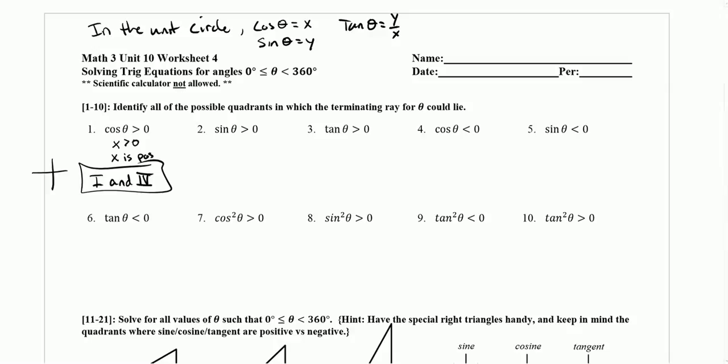Number 3, tangent of theta is positive, so that's telling us that y over x is positive. So we got two cases. Case 1, both x and y are positive. In case 2, both x and y are negative. So if x and y are positive, we're in quadrant 1. If x and y are negative, we're in quadrant 3.